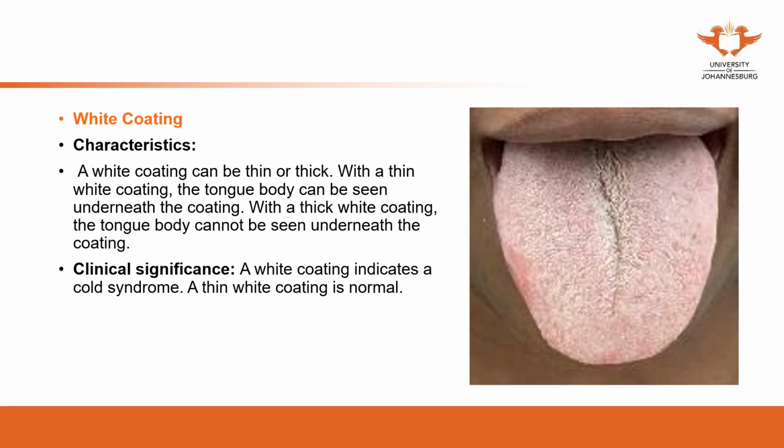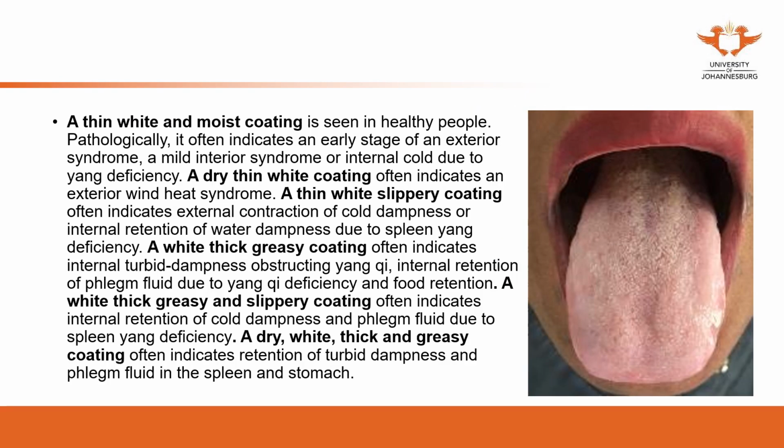Again, we mentioned the normal coating, light red tongue, thin white coating. Normal tongue should be even thinner than this. A thin white and moist coating is seen in a healthy person. A dry, thin white coating indicates a lack of body fluids, when the heat consumes the body fluids. A thin white slippery coating. The slippery is watery. That's the dampness.